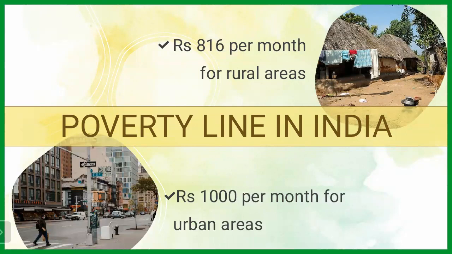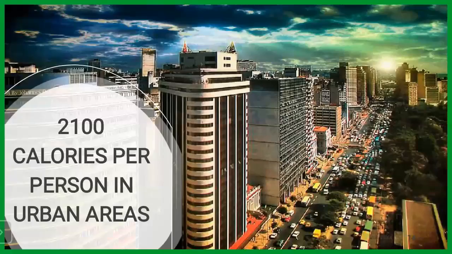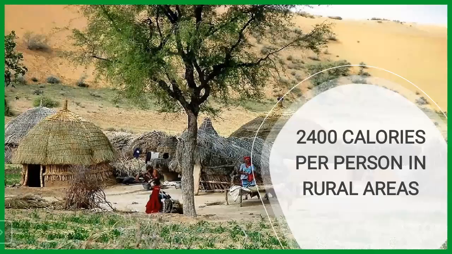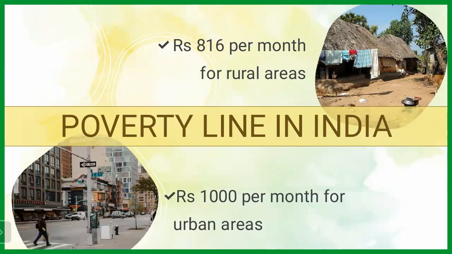Then again, you can see a difference here. The minimum level of income required in rural area is less than the minimum level of income required in urban area. Now, in the previous slide, you saw that the calorie requirement in rural area was high, right? Then the minimum level of income to afford this calorie in rural area is less. Can you tell me why this is happening?